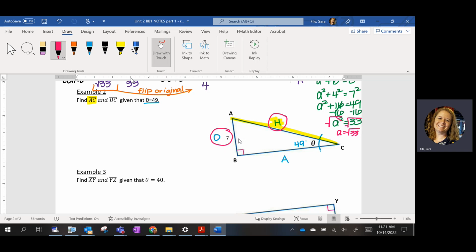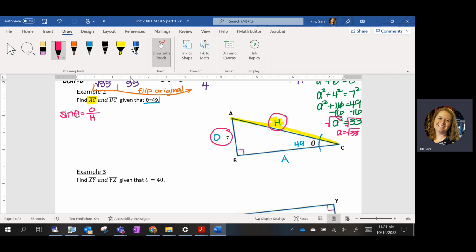Sine. So you label your triangle and then you determine, what am I looking for? What do I know? What trig function uses those? So O and H is sine. So I'm going to set up a sine ratio, a sine trig function. And then I'm going to plug in what I know.